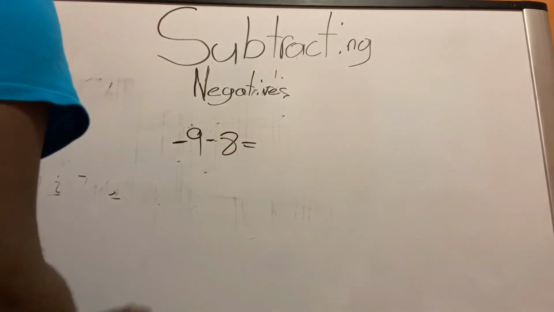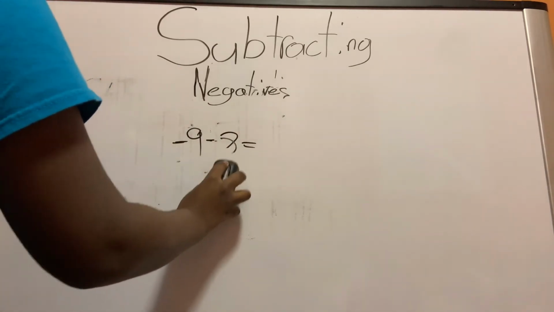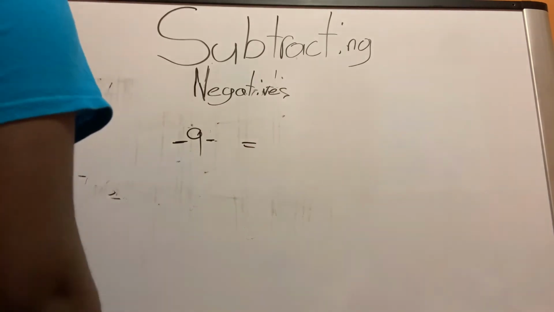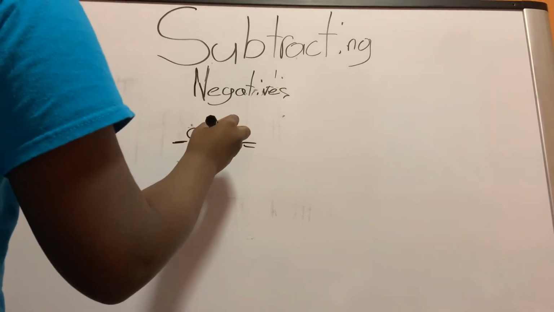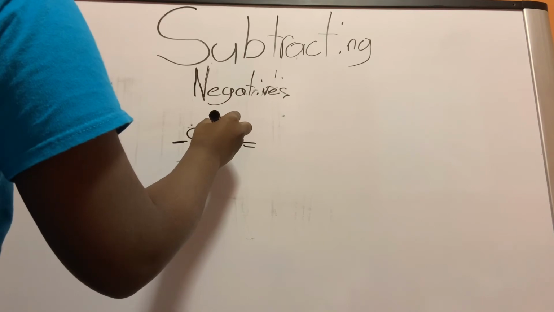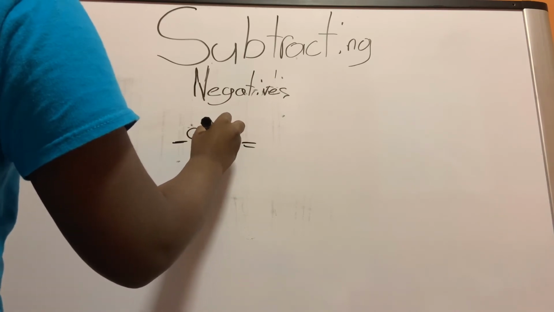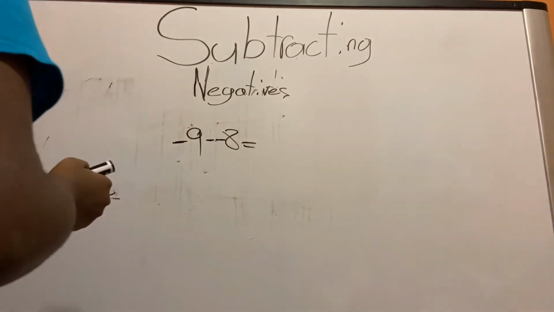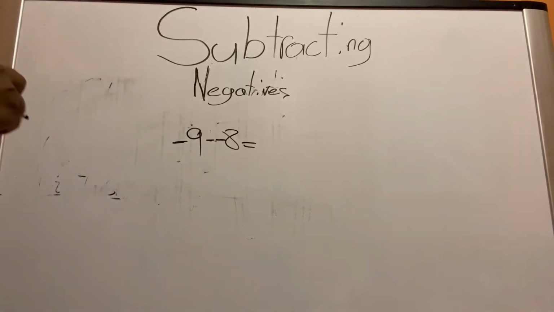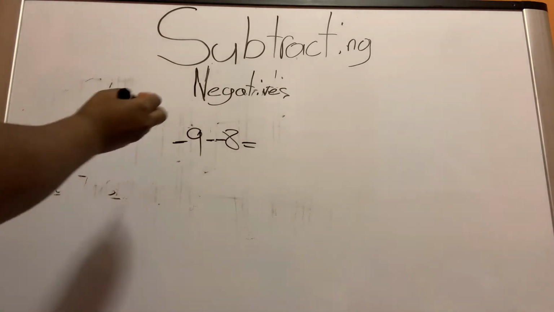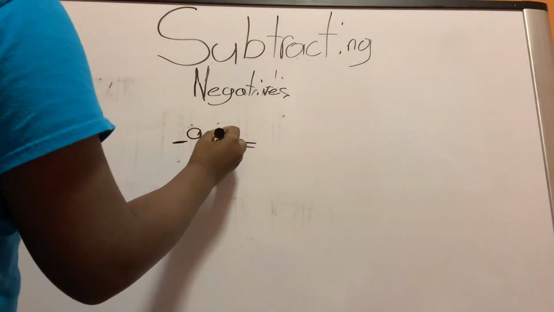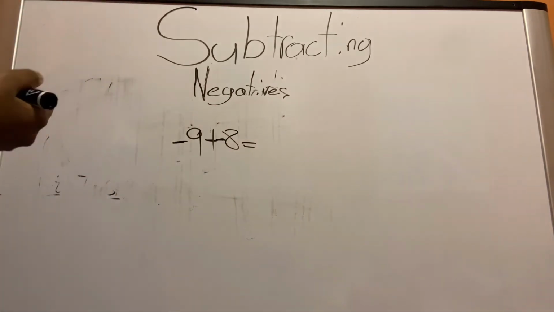And then you would change this to a negative 8. And for the truth, if you did that with this specific problem, you would really just stay with 9 minus 8. To me, it's a lot easier instead of this way.